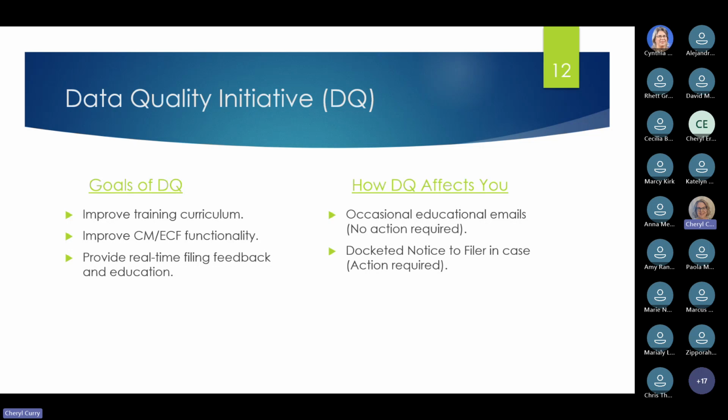And then you might get a docketed notice to filer in a case. Those do require some action. It's basically something that we can't fix on your behalf. It might be that something is missing, maybe a signature, maybe a required attachment. Again, it's not to shame you or make you feel like we're angry with you. We all make mistakes. It's just a heads up that something needs to be done. So if it's an email, generally no action is required. If it's a docketed notice, then there's something you need to take care of.